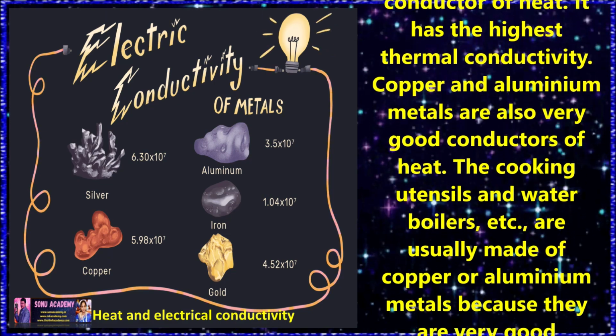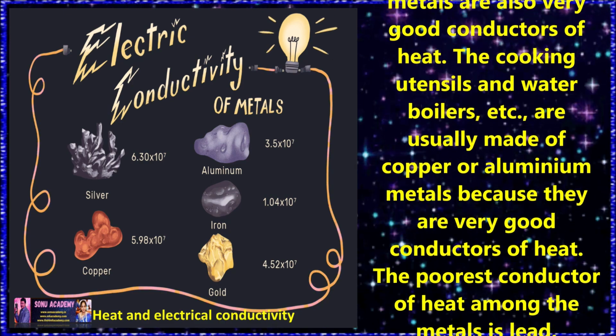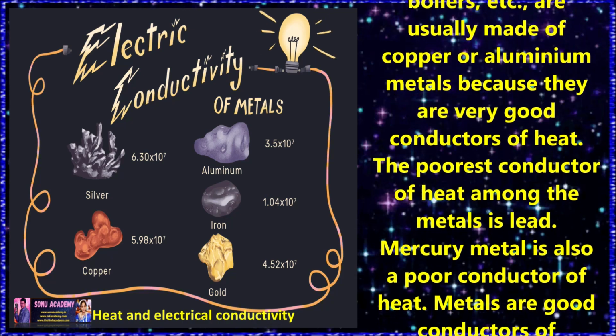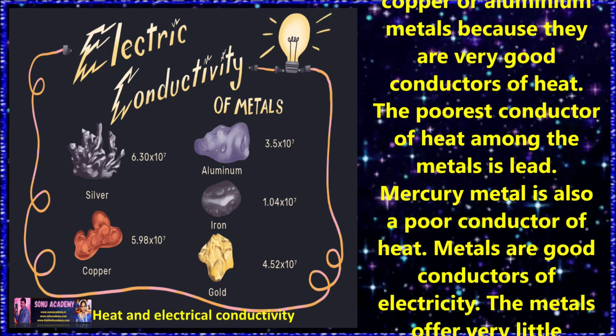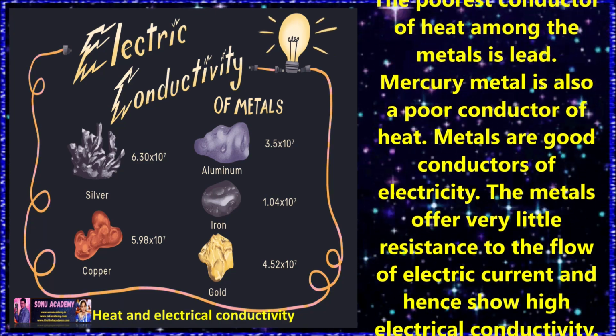The cooking utensils and water boilers, etc. are usually made of copper or aluminum metals because they are very good conductors of heat. The poorest conductor of heat among the metals is lead. Mercury metal is also a poor conductor of heat.